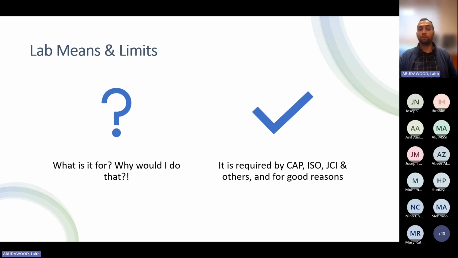And this is very important, because what if I have a shift of 2 seconds, for example, in my PT and I don't know? This will impact my patient treatment. So it's very critical for me to catch issues earlier on, which is done by establishing the lab means and lab limits. So what is it for? It is to catch errors earlier. Why would I do this?